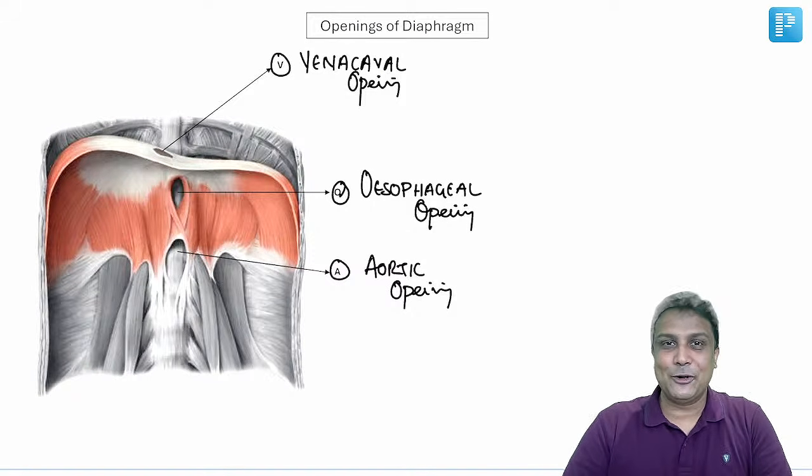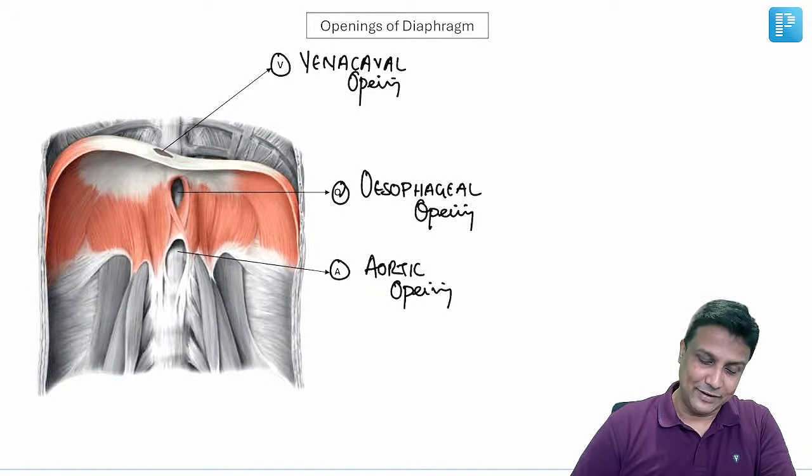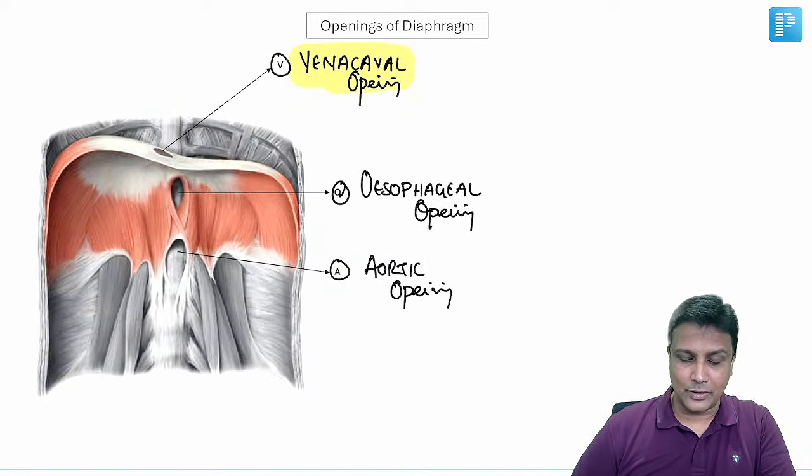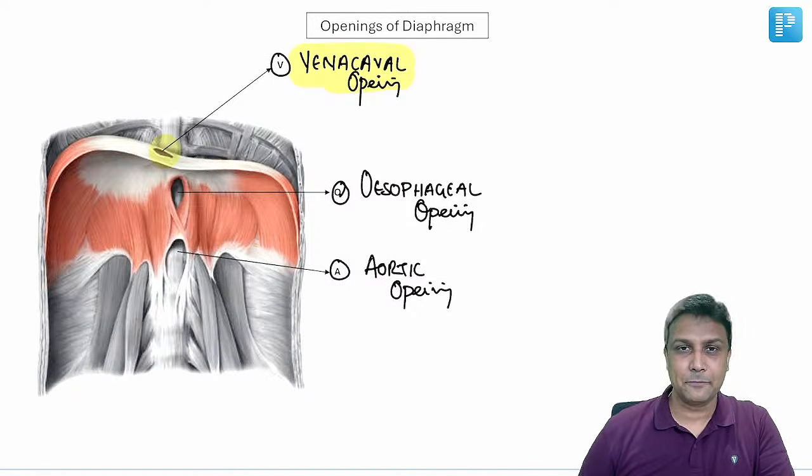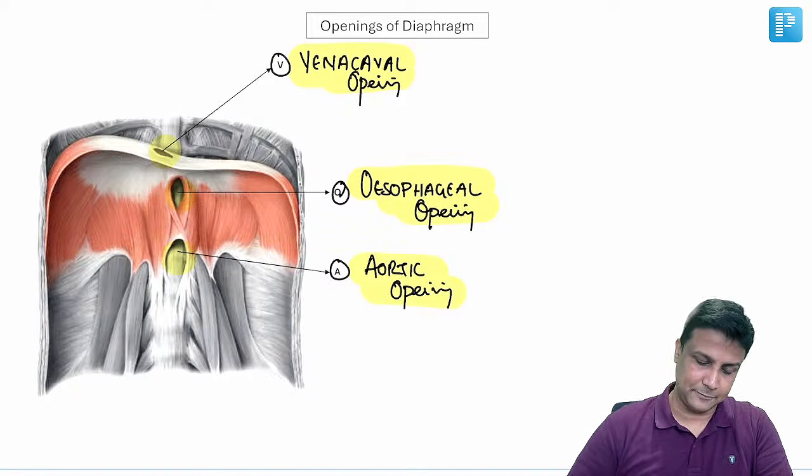Now another very important topic for your INI-CET exam, openings of diaphragm. There are 3 major openings in diaphragm. The vena cava opening, that is found in the central tendon. We can clearly see there. And then the next one will be esophageal opening, found in the muscular part here. And then between the right and left crus of the diaphragm, you'll be able to find the aortic opening there.